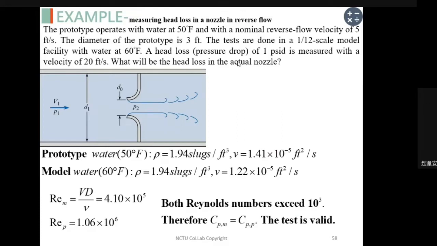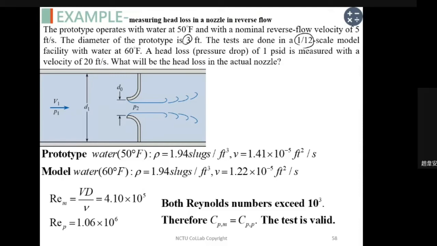So the slide showing here is another exercise. The prototype operates with water at 50 degrees F and with a nominal reverse flow velocity of 5 ft per second. The diameter of the prototype is 3 ft, and the tests are done in a 12/1 scale model facility with water at 60 degrees F.